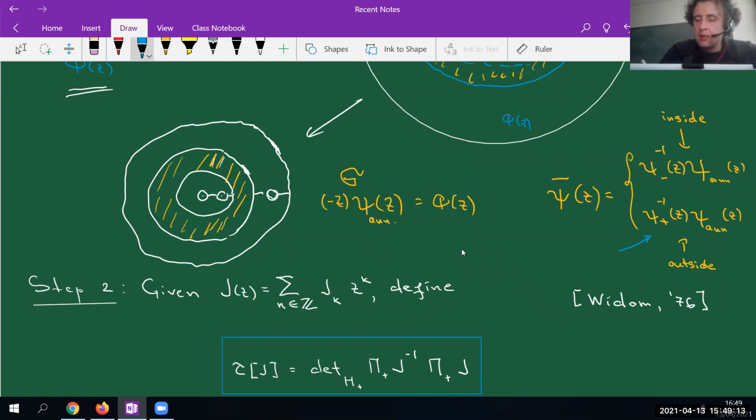So psi plus is the solution of the auxiliary external Riemann-Hilbert problem. So why do I call it psi plus? Because the solution of the exterior problem inside the annulus will have only positive modes in the Laurent expansion. So it analytically continues until 0. And likewise, psi minus will be the solution of the interior auxiliary Riemann-Hilbert problem, which continues analytically up to infinity.